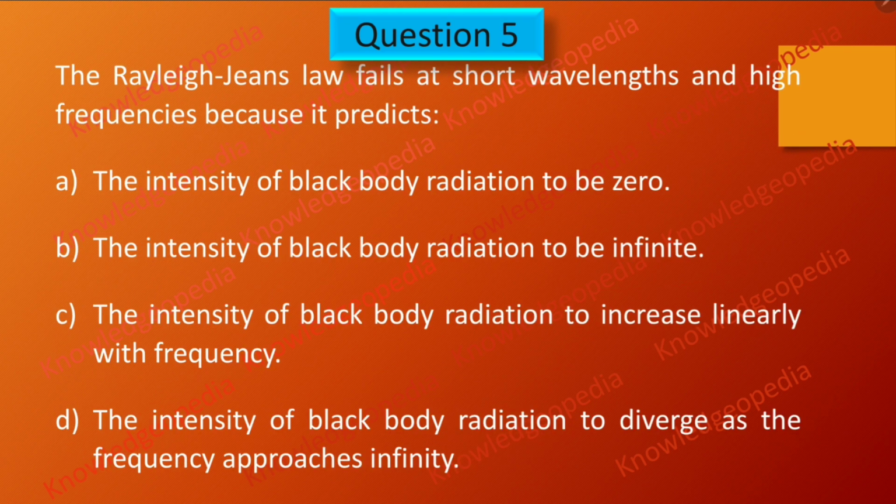Now coming to question 5. Rayleigh's law fails at short wavelengths and high frequencies because it predicts the intensity of black body radiation to be 0, the intensity of black body radiation to be infinite, the intensity of black body radiation to increase linearly with frequency, or the intensity of black body radiation to diverge as the frequency approaches infinity. The correct option for this question is option D.